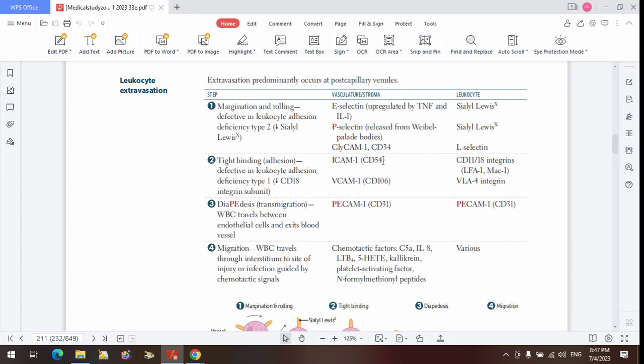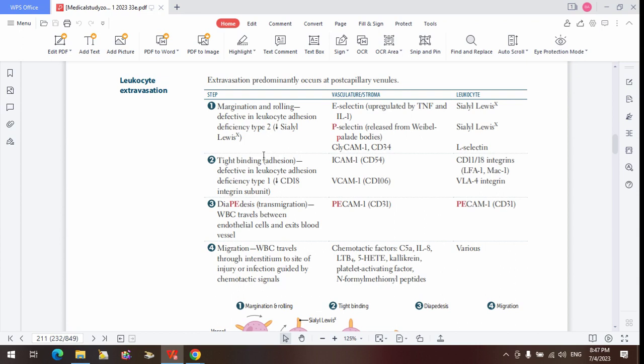That is it. So for margination and rolling, we are talking about all those things we have said: E-selectin with Sialyl Lewis, P-selectin, Sialyl Lewis, glycan, and L-selectin. If there's deficiency of Sialyl Lewis, the person will have leukocyte adhesion deficiency type 2.